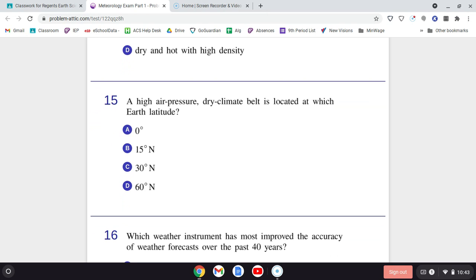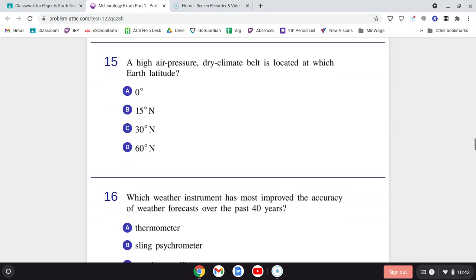Can we also look on page 15? On page 14, now? Yep. So they're looking for a dry climate. We've narrowed it down to either 15 degrees north, 30 degrees north, or 60 degrees north. If you look right across the line, it basically tells you what each one is. So I'm getting rid of A. It's either 15, 30, or 60 that has the dry climate belt. Okay?